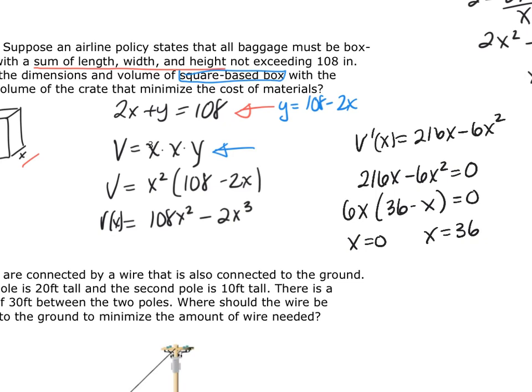So does 0 make any sense? No, because if it's 0, then I just have a piece of paper. Here, ship this piece of paper. You're going to look at me like, what? So my x is 36.